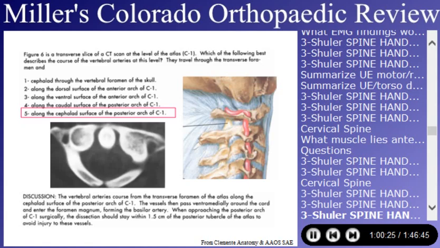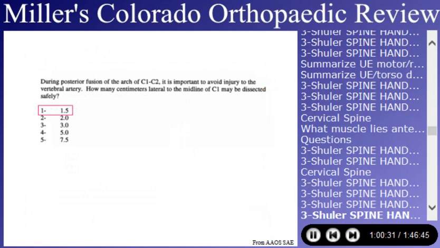Surgical dissections should stay within 1.5 centimeters of the posterior tubercle. Right here's the test question. Posterior fusion of the arch of C1, C2. It's important to avoid injury to the vertebral artery. How many centimeters lateral to midline may be dissected safely? Don't forget it lives at 2, so to be safe, you've got to be less than that, 1.5.